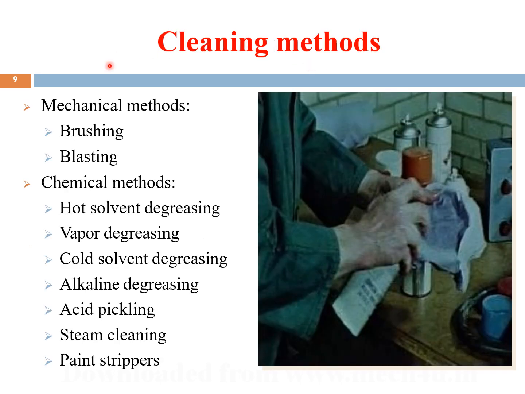These are the different methods used for pre-cleaning the surface before applying the penetrant or the dye. There are two different methods, mechanical methods and chemical methods. In mechanical methods, we use brushing, where a brush is used to clean the surface, or we blast it using air or other methods. And we also use chemical methods: hot solvent degreasing, vapor degreasing, cold solvent degreasing, alkaline degreasing, acid pickling, steam cleaning, which is used for larger products, and paint strippers. All these methods, mechanical as well as chemical, are used for pre-cleaning the workpiece.